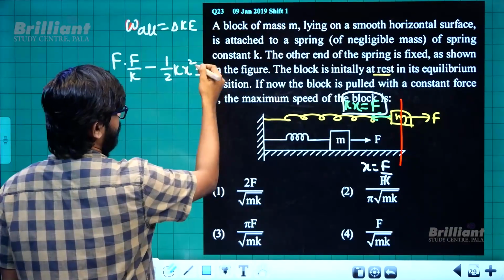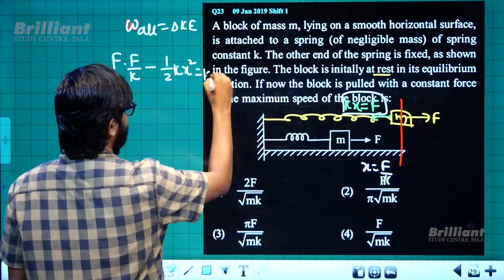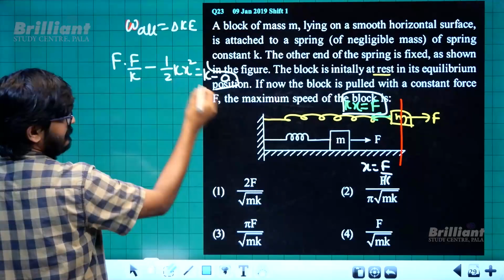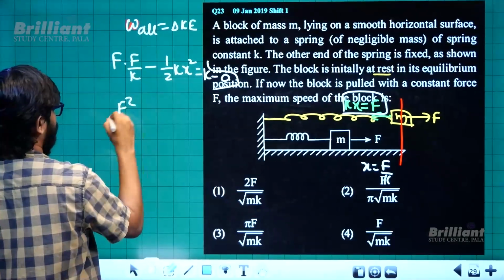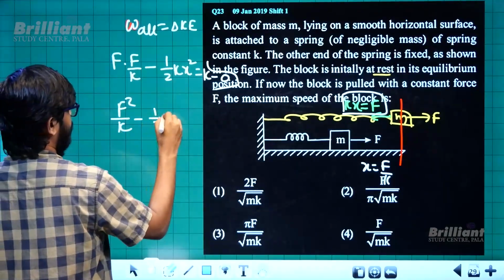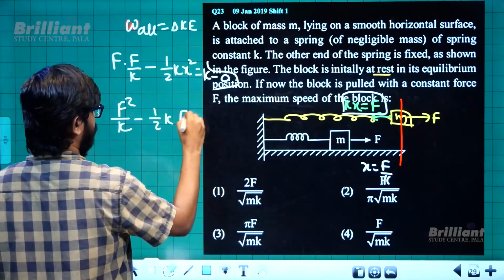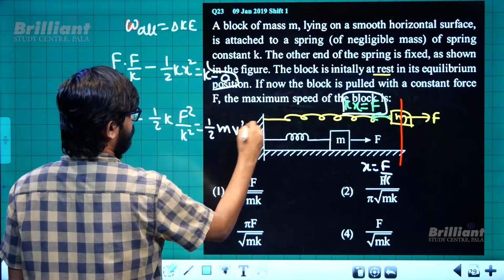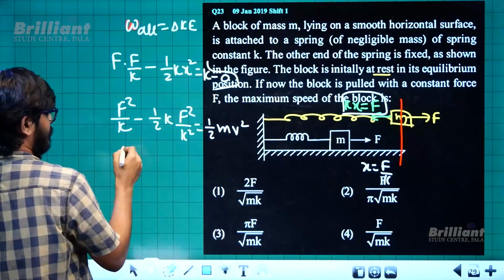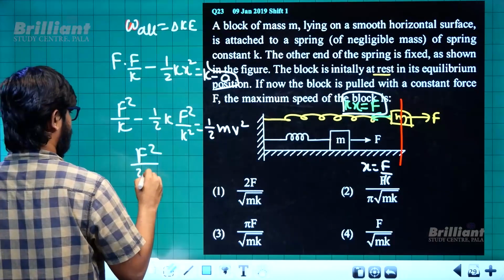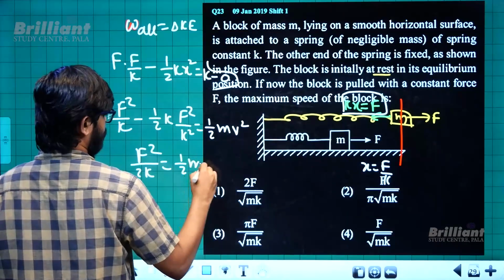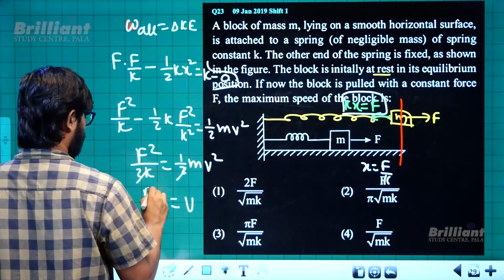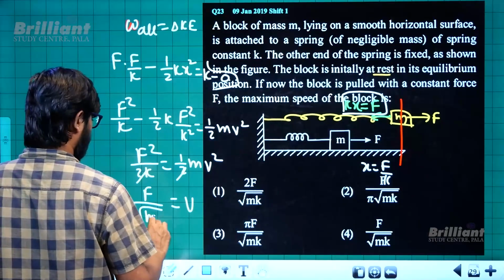Change in kinetic energy is final kinetic energy minus initial kinetic energy. Initial kinetic energy is 0, right? This x is F by k. So you will be getting F square by k minus half k into x square, which is F square by k square. That equals the final kinetic energy, half m v square, that is the maximum kinetic energy. So from here you will be getting F square by 2k equals half m v square. The 2 and 2 will cancel, so you will end up with v equals F by root of m into k.